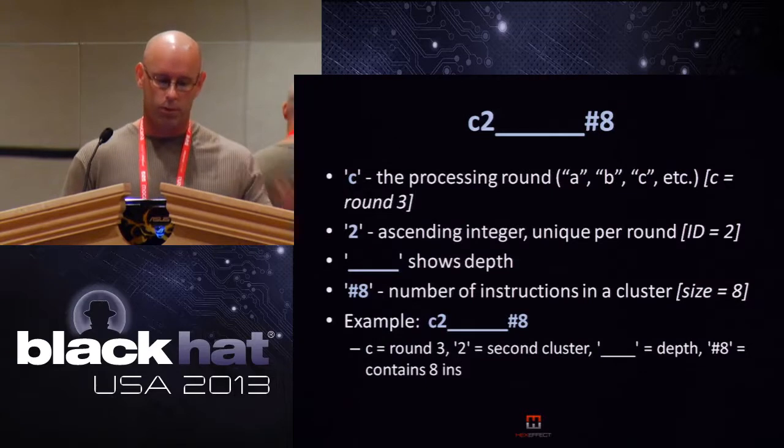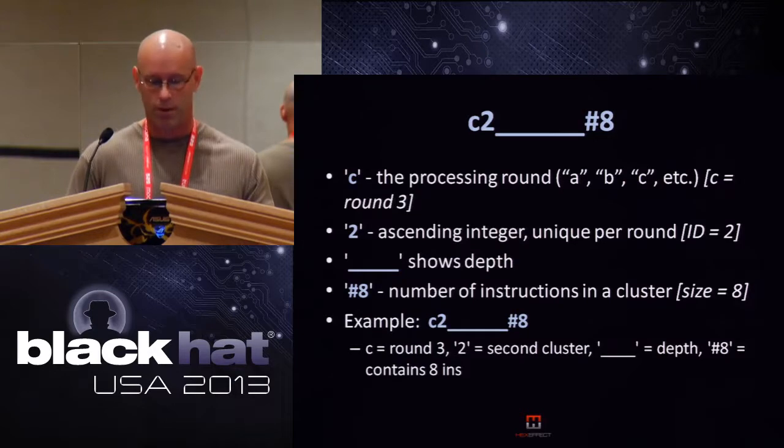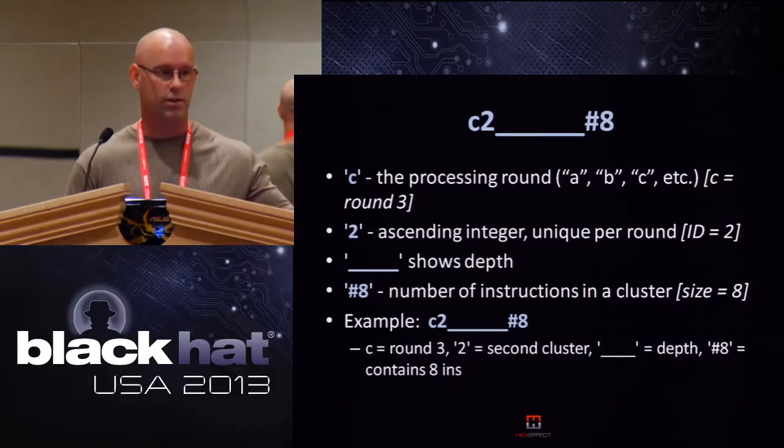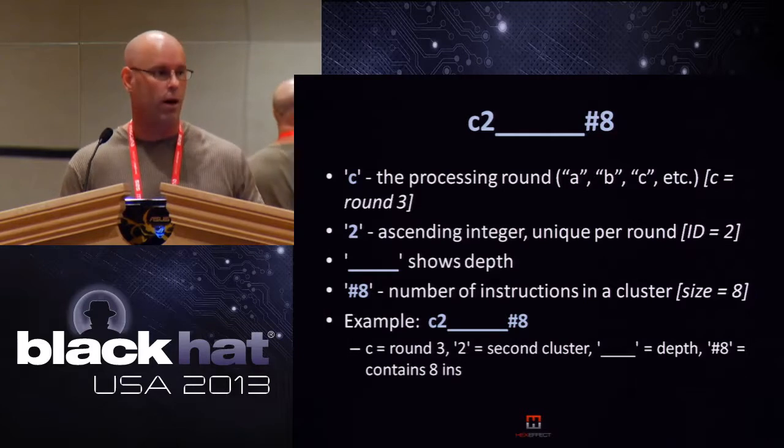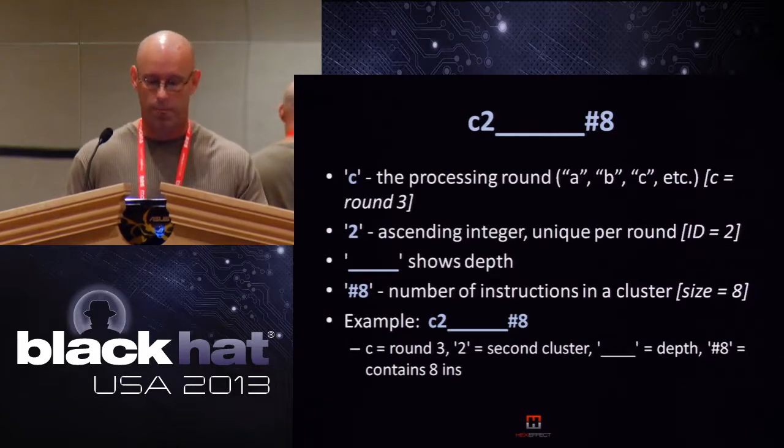Okay, so again, if you pull down the source code and you start playing with this, here's the nomenclature. There might be a better way of doing it, but this is what made sense to me at the time. I use the alphabet to represent the round of clustering. So in this case, I'm on the third round, that's C. 2 is just a unique identifier, so you're going to have C, 1, 2, 3, 4, 5, all the way up until we run out of numbers.